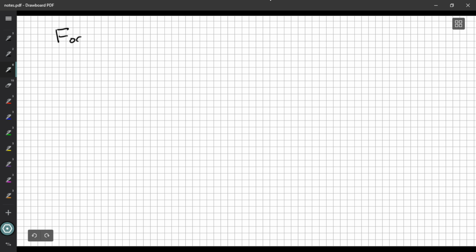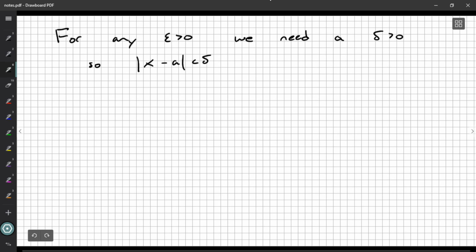So let's remember, what do they look like? For any epsilon greater than 0, we need a delta greater than 0, so that as long as x is close enough to a, then that implies that our function is close enough to its limit. In this case, c minus c in absolute value needs to be less than epsilon.